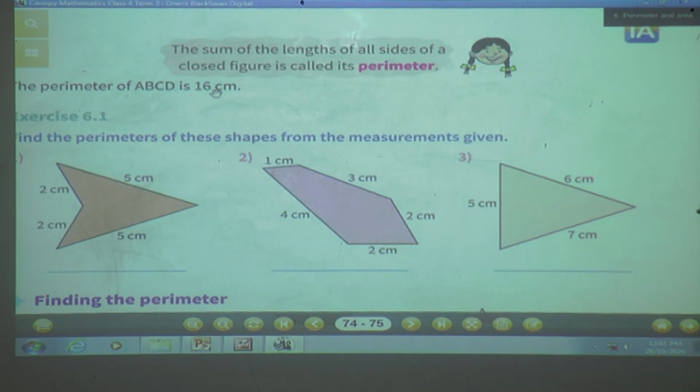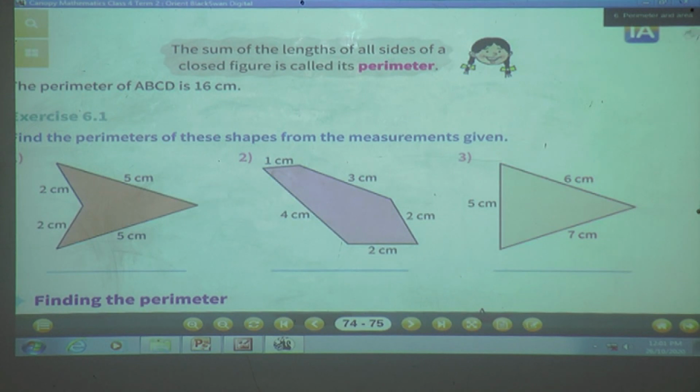Are you getting it? I'll repeat again. The sum of the lengths of all the sides of the closed figure is called its perimeter. Just now we have seen that figure. So when we add all the sides of a closed figure, it is called perimeter.